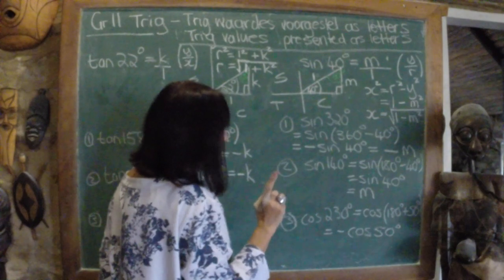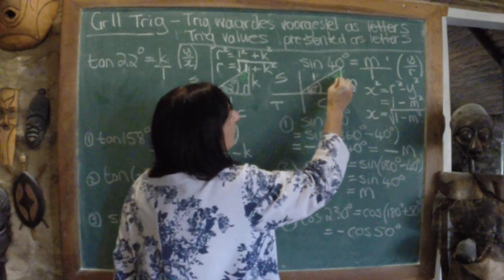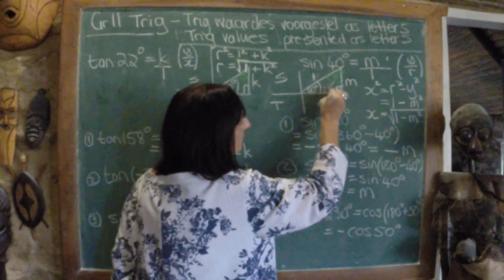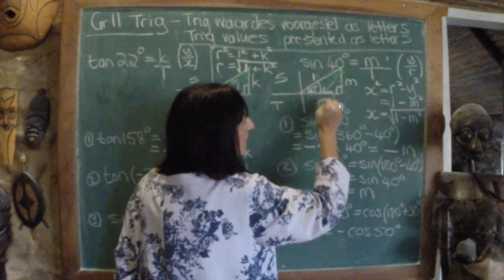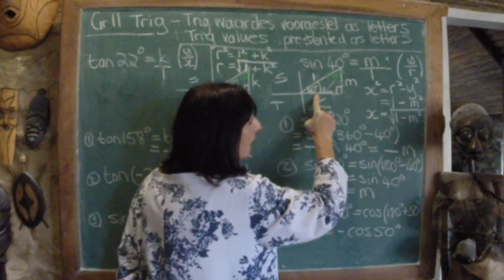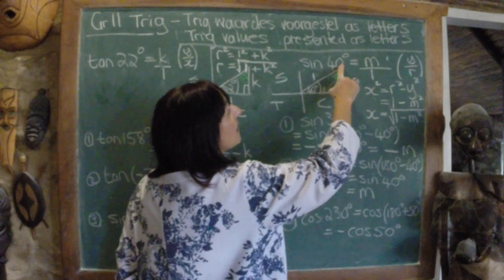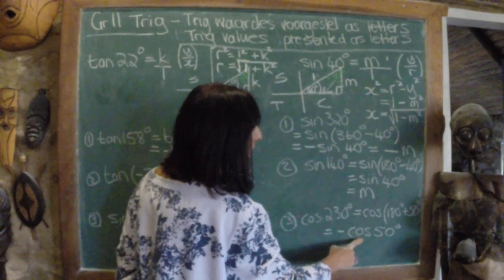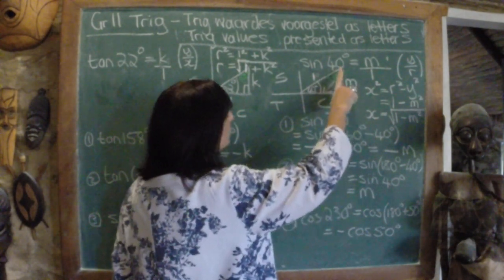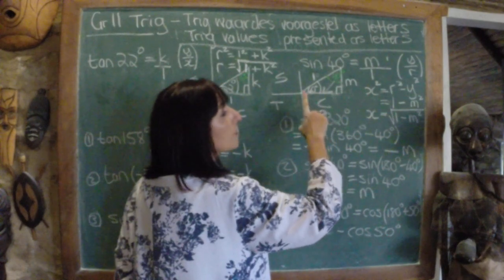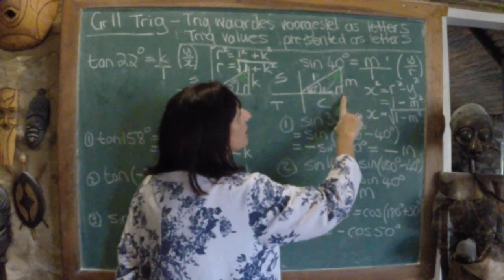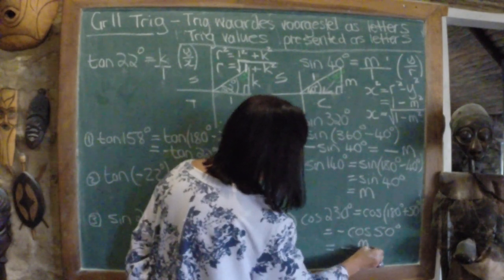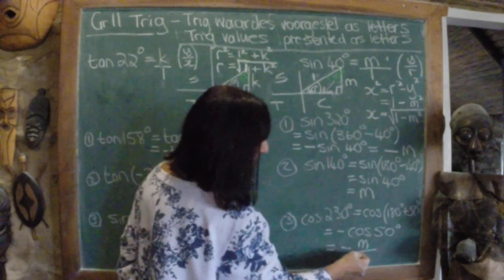en nou moet jy versigtig wees. Because remember, this is now the opposite side of 50. That's the opposite side. It's not x anymore, it's the opposite. So, the adjacent is now m. En ek soek vir cos, hy is aangrensend, so don't use x on r, want jy gaan deur mekaar raak. Gebruik aangrensend m, it's minus m on r.